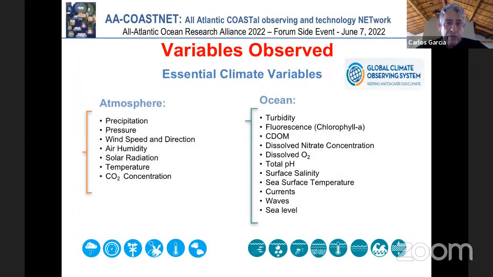And the variables we have been observing in the last 10 years, the essential climate variables, we try to follow the Global Climate Observing System procedures. The atmosphere and ocean variables are listed on this slide, but I should point out, depending on the buoy, you have more or fewer variables measured by the instrument. So it depends on the institution that will receive the data, the labs of the institution, how they get involved with CEST and so on. So it depends on each institution.